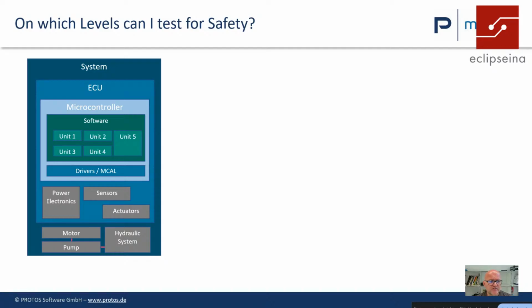The first question is, on which levels can I test software for safety, or in general systems for safety? Let's have a look at a typical embedded system. We have the system, for example, with a motor, a pump, a hydraulic system. This could be a lubrication pump. This could be a blood pump for medical devices. This could be a water pump in a house.